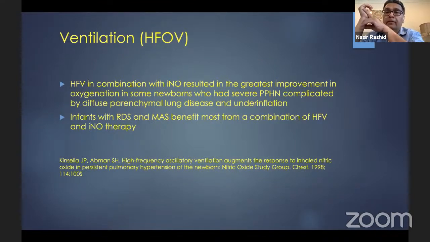So a lot of folks in the United States, I do not know many, probably just a few, will go directly to a high frequency ventilation when managing a PPHN infant, instead of trying conventional ventilation and then moving to high frequency.